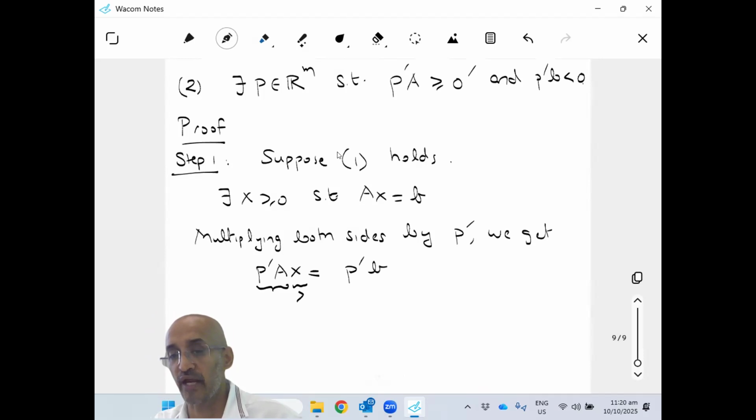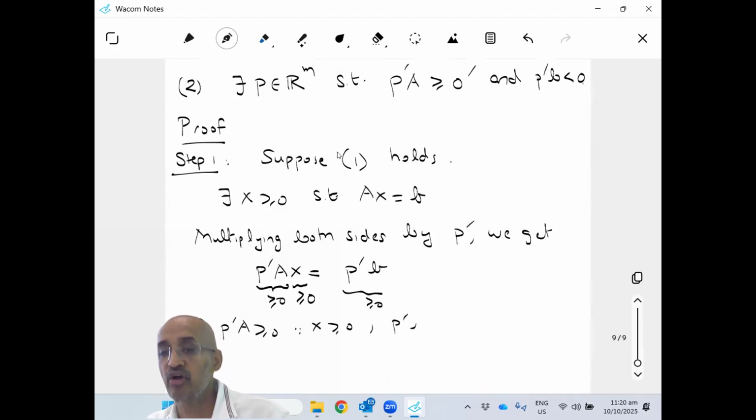X is non-negative. Suppose P transpose A was non-negative. Then P transpose B has to be non-negative. It cannot be negative. So if P transpose A is non-negative, because X is non-negative, P transpose B has to be non-negative. So it cannot be the case that P transpose B is negative. Therefore, 2 cannot hold.